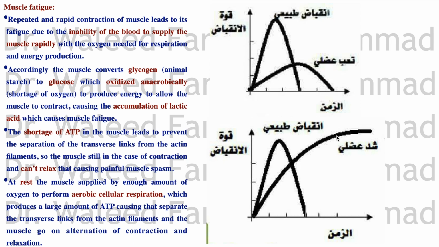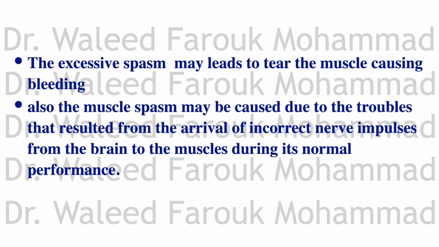Okay, so please pay attention to these points. Muscle fatigue, what is the cause of muscle fatigue, and why there are some times that the muscle cannot relax. خدوا بالكم من دي، كله بسبب accumulation of lactic acid with shortage of ATP. Now, excessive muscle spasm may lead to tear in the muscle causing bleeding. السبازم ده لو كان جامد قوي ممكن يقطع المصل. اوكي، يمزع المصل.